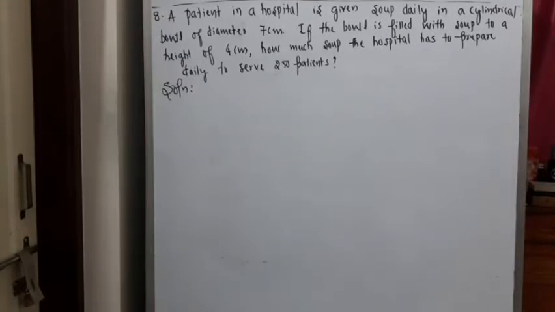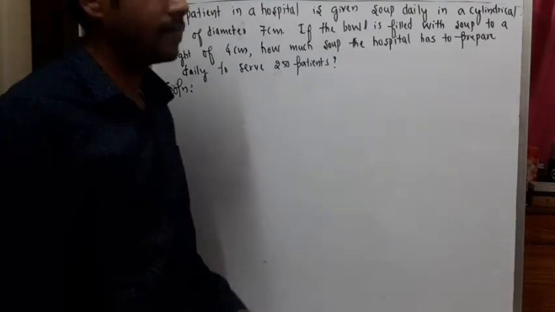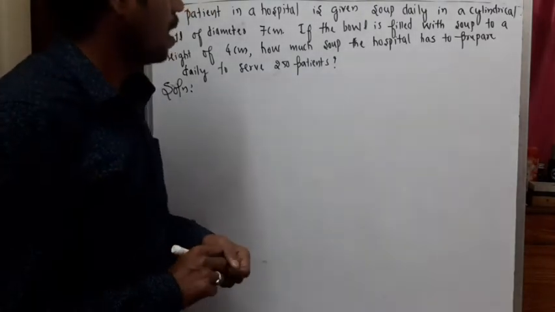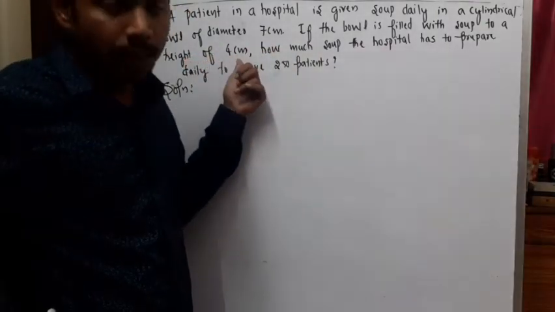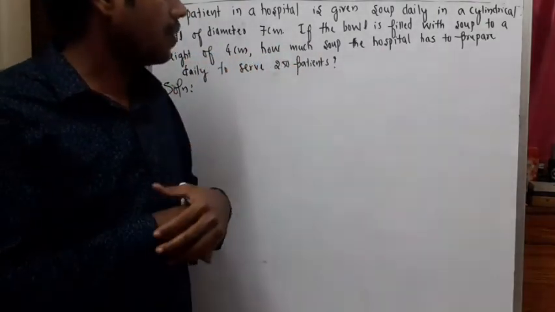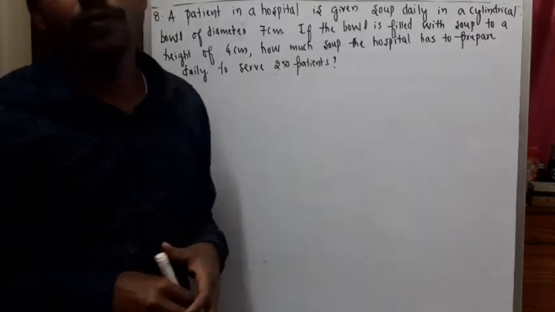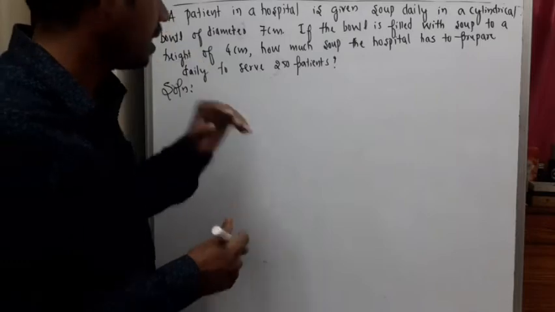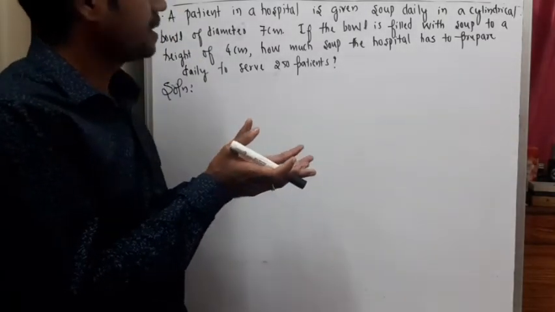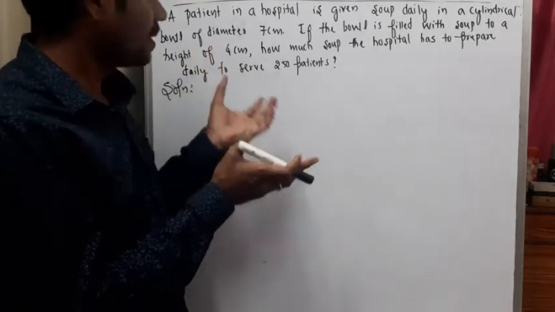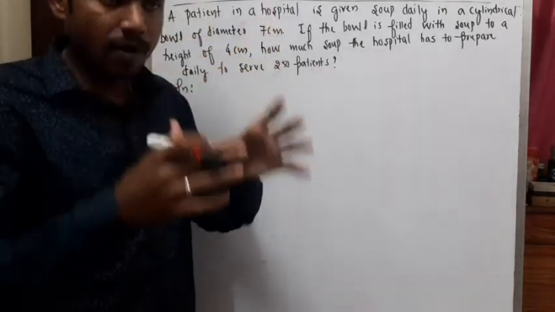8th question. A patient in a hospital is given soup daily in a cylindrical bowl of diameter 7 cm. If the bowl is filled with the soup to a height of 4 cm, how much soup does the hospital have to prepare daily to serve 250 patients? Okay. Every day, a patient is served soup in a cylindrical bowl. Whatever the bowl is, it is in the form of a cylinder.